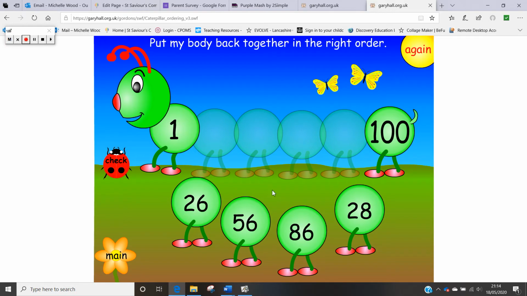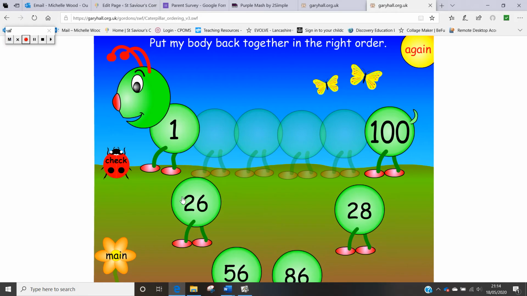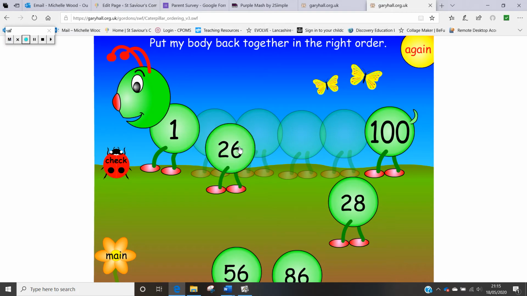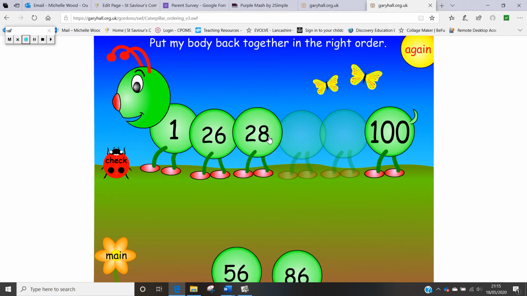So we have got 2 tens, 5 tens, 8 tens and 2 tens, which means that it must be one of these two numbers. Let's move these two down for a second because I'm concentrating on these two. So I've got 2 tens and 6 ones, and I've got 2 tens and 8 ones. So I know 6 is smaller than 8, so therefore it must be 26 first and 28 second.